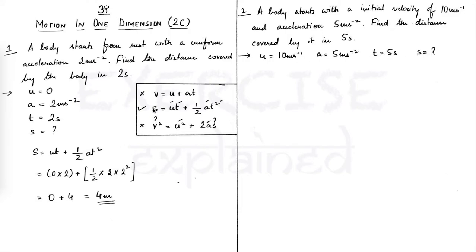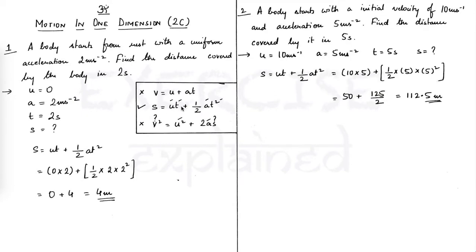Now we would see these three equations here. Since we have to find s, the first equation does not have s at all, so this is definitely rejected. Coming to the next one, s is equal to ut plus half at square. You can see u is there here, t is also there, a is also there, so we can use the second equation again.